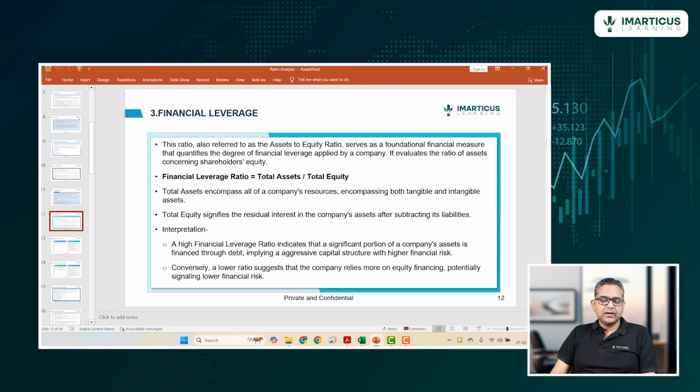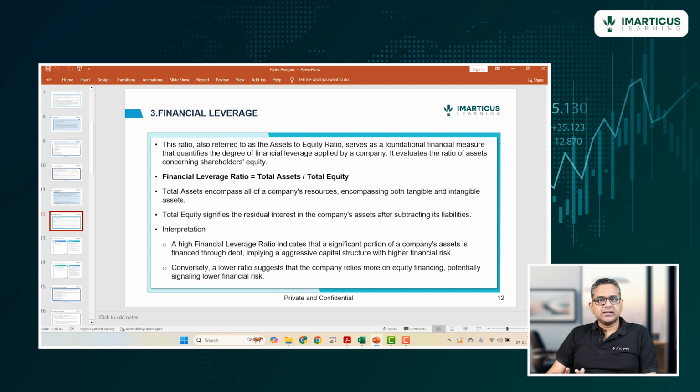If you look at the formula, total assets would overall increase if we raise more and more debt, right? So our balance sheet is always matching in the sense that total assets is equal to liabilities plus equity. So if liabilities are increasing, that means proportionately assets would also increase. So if debt is increasing, total assets would increase, right? So this ratio would go higher, keeping everything else constant.